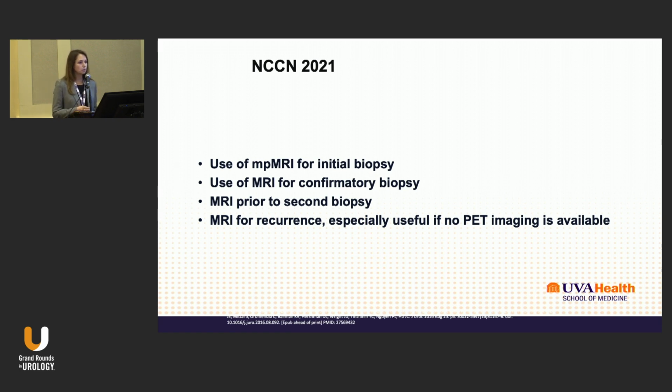And so it's recommended before the initial biopsy, which can be a hard sell to insurance, absolutely before confirmatory biopsy for active surveillance. Prior to second biopsy, again, insurance tends to cover this. And then for recurrence, especially if you don't have novel imaging like PSMA or Axumin PET.